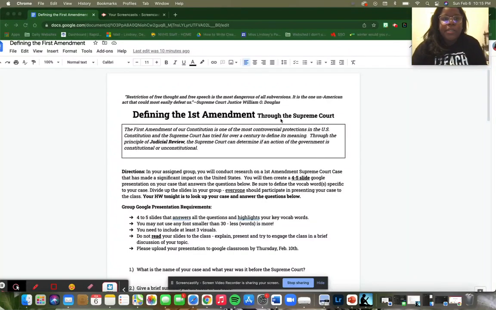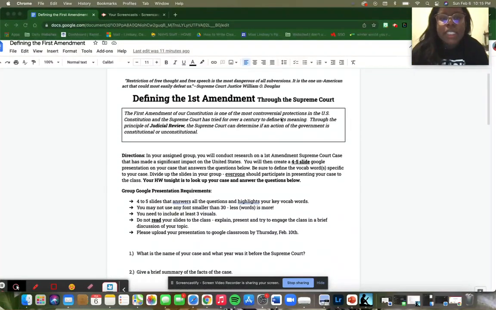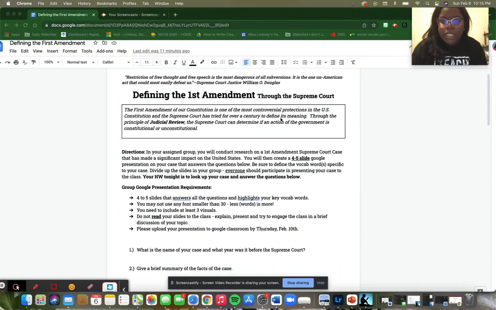All right, so I'm going to go over this assignment that you're going to be working on this week. We're going to be defining the First Amendment through Supreme Court cases. So, we've been talking about the First Amendment, specifically looking at religion and freedom of speech. We're going to be seeing that in action by looking at some very important Supreme Court cases.